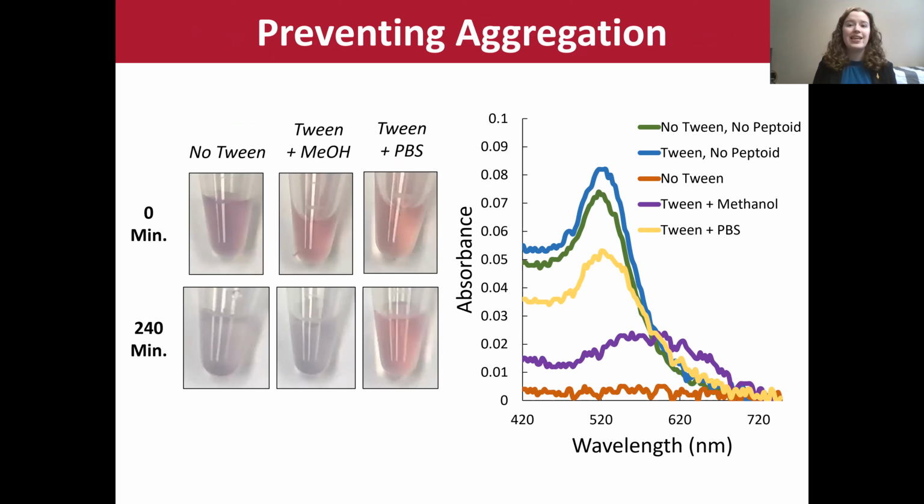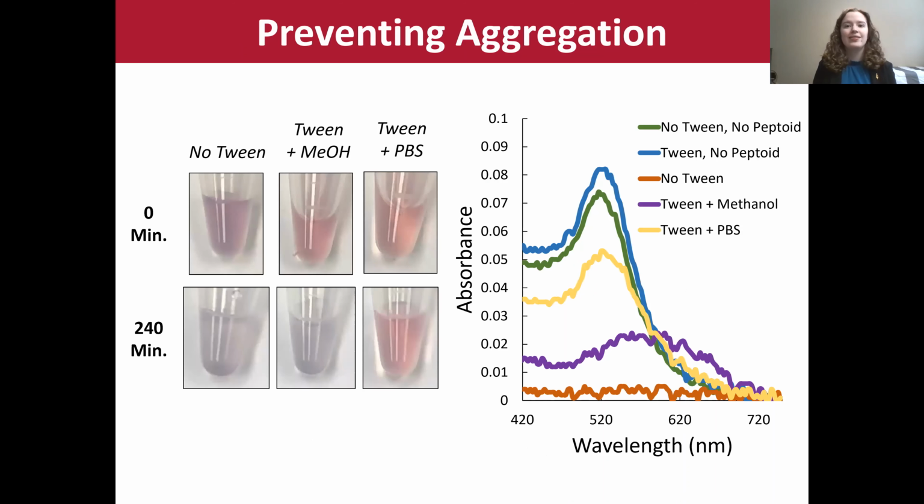So to actually prevent aggregation during functionalization, we employed an intermediate monolayer of Tween 20, which is a bulky surfactant, and that can be used to sterically stabilize the nanoparticles, kind of like how security guards physically prevent people from getting too close to a band during a concert.